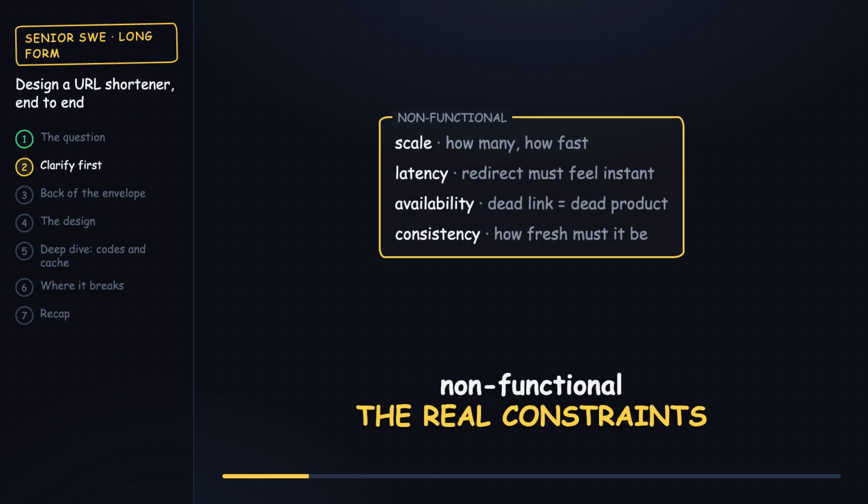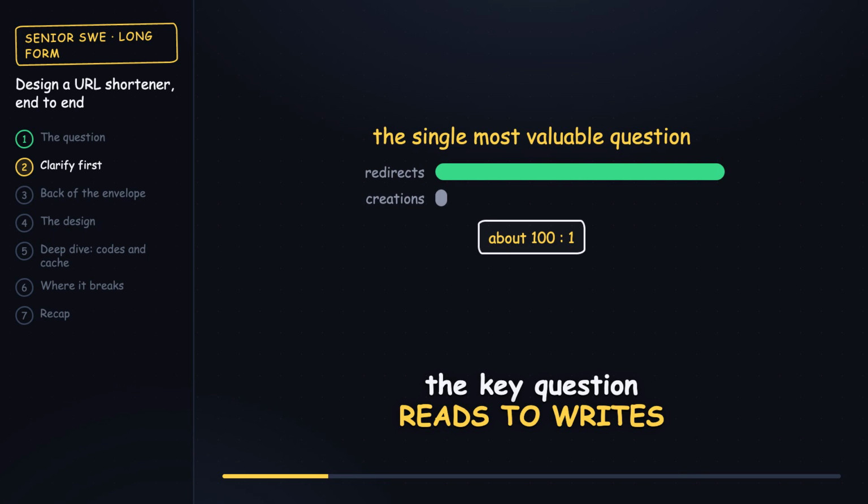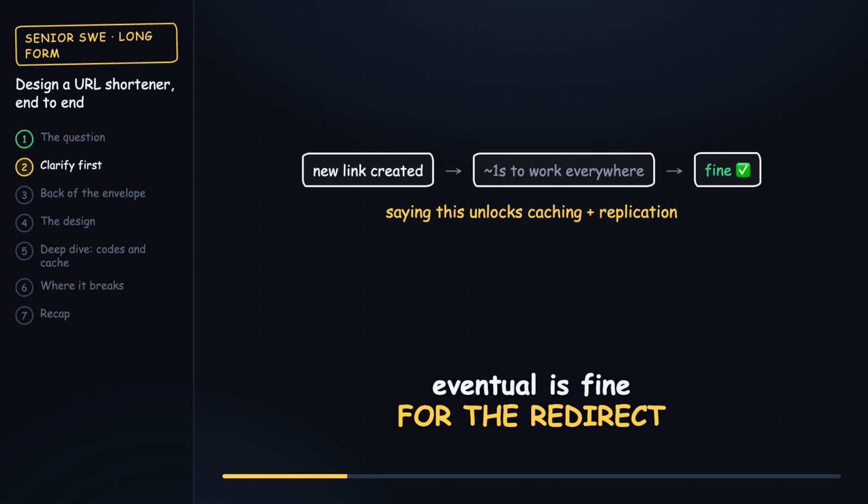Now the non-functional side, which is where the architecture actually gets decided. So ask about scale, latency, availability, and consistency, one at a time. The single most valuable question is the read-to-write ratio, because redirects outnumber creations by something like 100 to 1. And that ratio drives everything downstream. Also, settle consistency early, because a brand new link taking a second to work everywhere is usually fine, and saying that out loud unlocks caching and replication later.